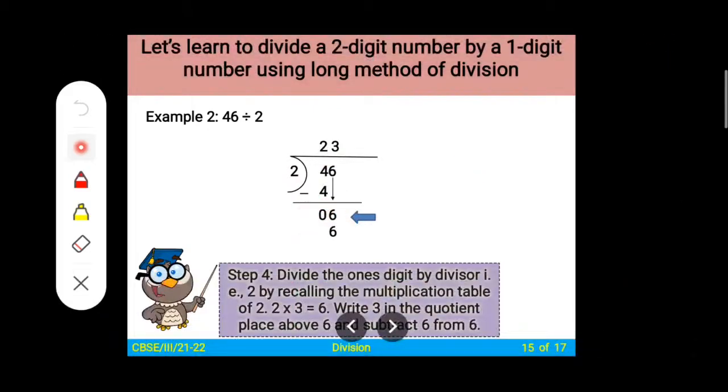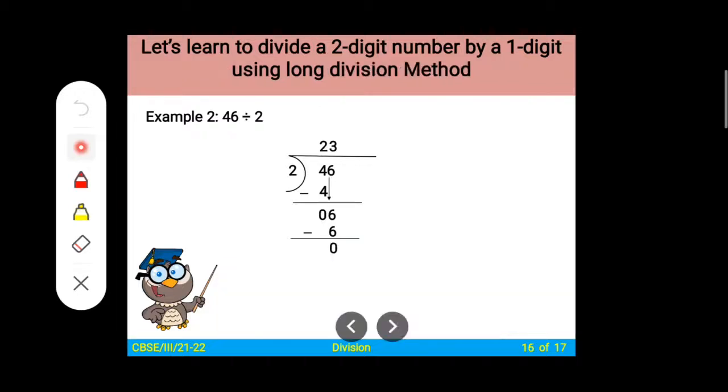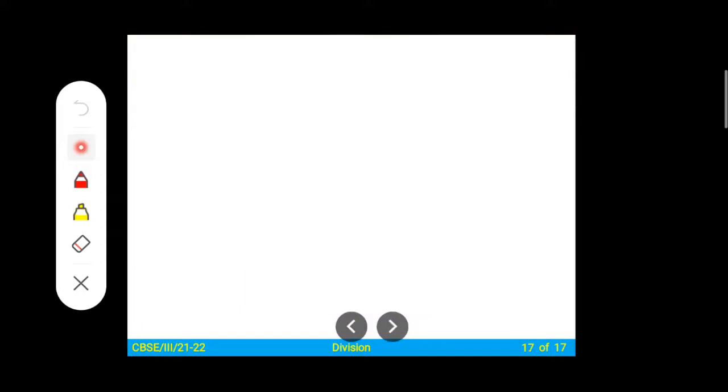आपको इस तरह से लिखना है. And subtract it. 6 minus 6 equals 0. So quotient is 23 and remainder is 0. Now I am going to show you another example.